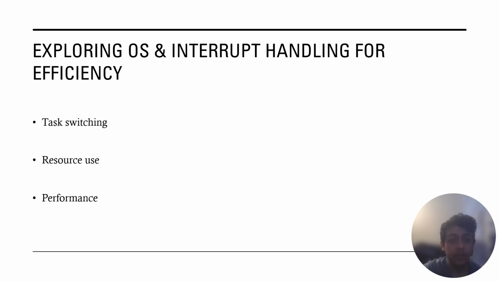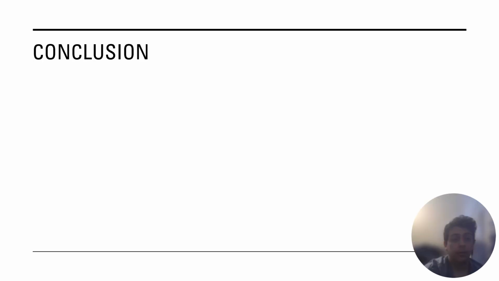So our next point is exploring the operating system and interrupt handling for efficiency. Operating systems use interrupt handling to manage tasks efficiently, ensuring quick responses to events while optimizing resource usage. Some points to consider are task switching, and how we can get the operating system to handle critical tasks first by responding to high priority events. Then with resource use, instead of constantly polling, the CPU performs other tasks until an interrupt occurs. And lastly, we have improved system performance, which means it allows interrupts to enable multitasking and balancing responsiveness and efficiency in managing system resources.